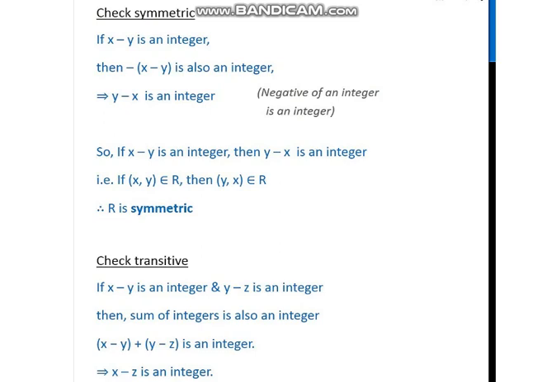Now for transitivity, x minus y is an integer, y minus z is an integer, and we know that subtraction of two integers is also an integer, or addition of two integers is also an integer. So let us add these two integers, that is x minus y and y minus z. So we will get x minus y plus y minus z is equal to x minus z, which is also an integer. So we can say that this relation is also transitive.